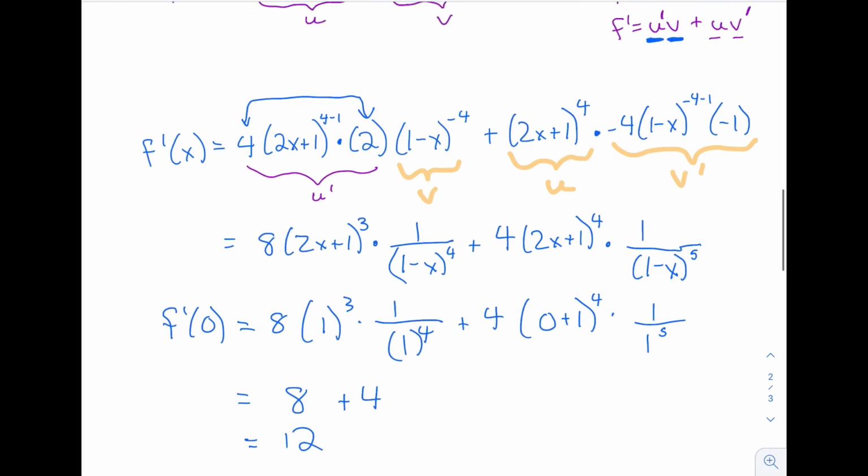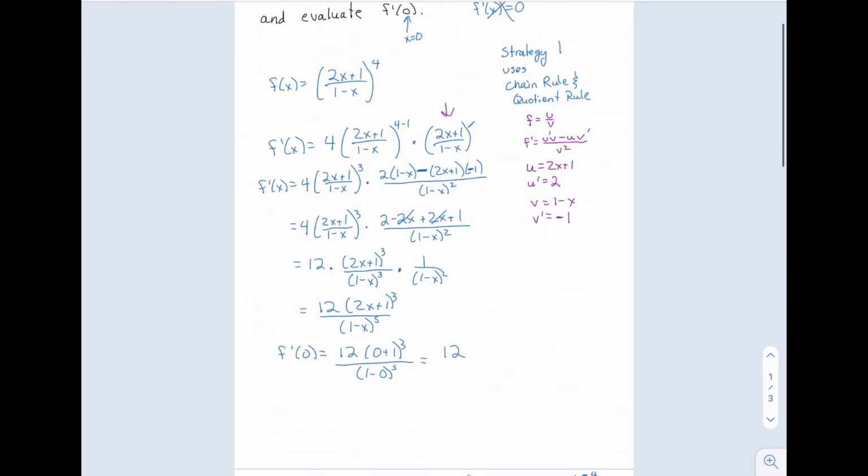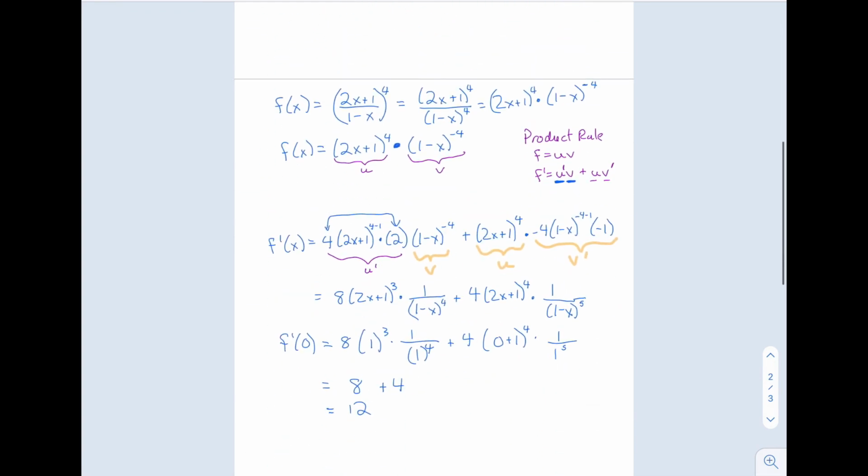So here again, we had to use the chain rule, and we opted to use the quotient rule in the first solution, and we opted to use the product rule in the second.